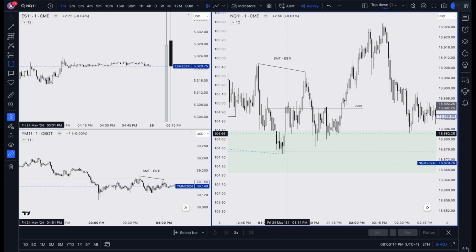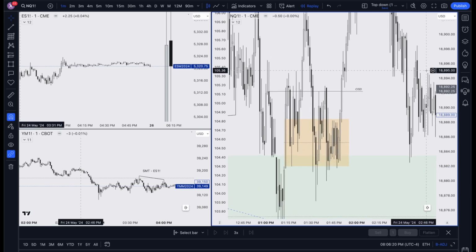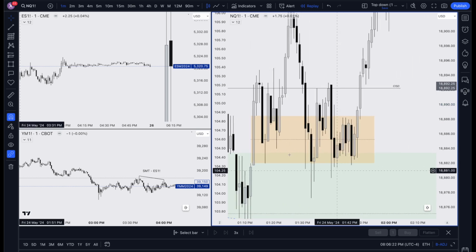Once we close above and we come back in, this is good enough for me, right? This is a nice area I'm okay with longing. Look at how the bodies hold, guys. See how it doesn't matter? If you choose the fair value gap here, you choose the open here, you choose the lower fair value gap.